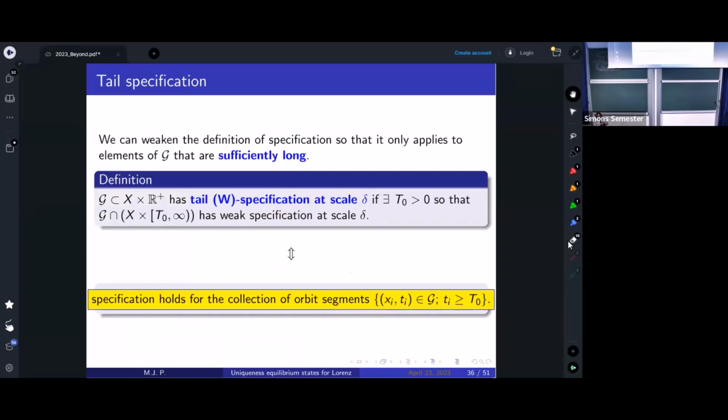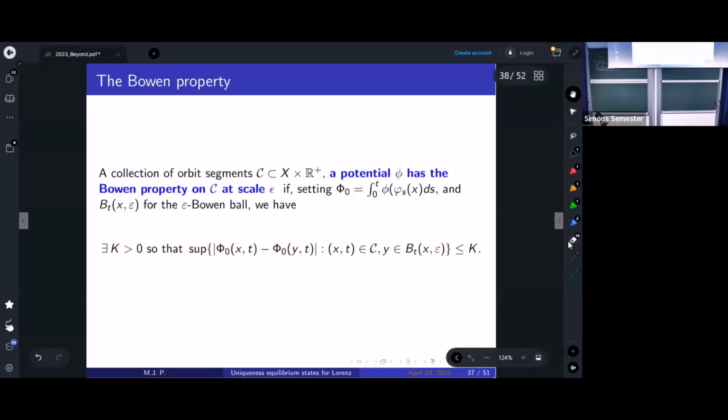Tail specification is just that, instead of worrying about specification everywhere, you only require it for very long segments of your orbit. From one point, you take a segment of your orbit, and you want specification only for t bigger than a fixed big number. We say that a set has tail specification if there is a time t0 such that all the segments with t bigger than t0 have weak specification at scale delta.